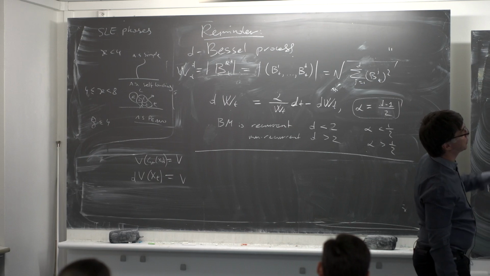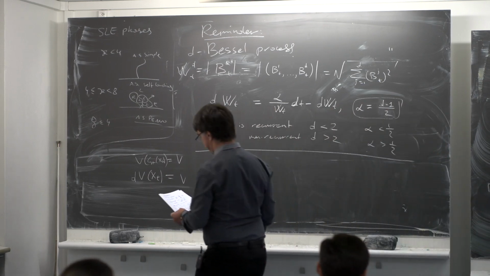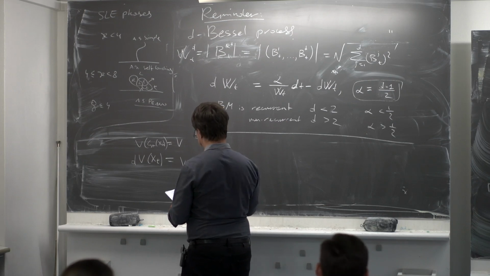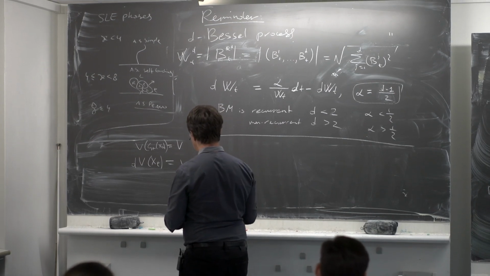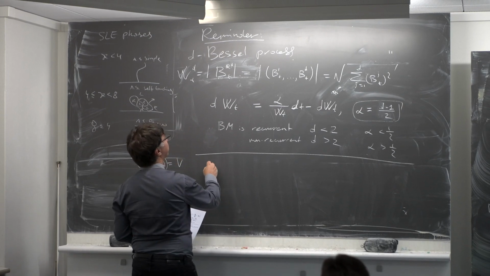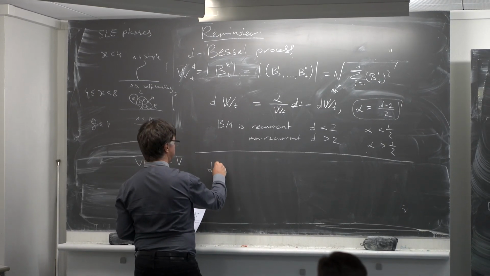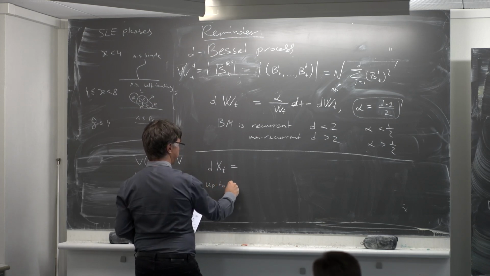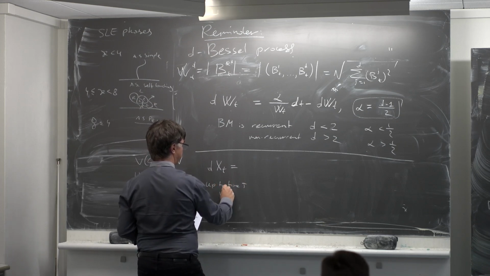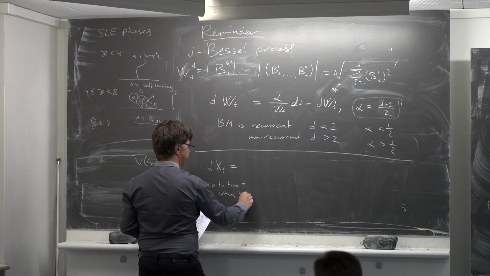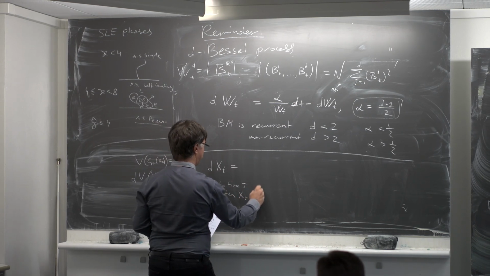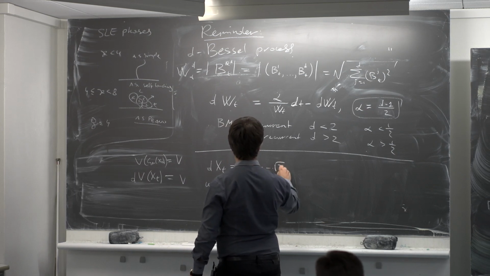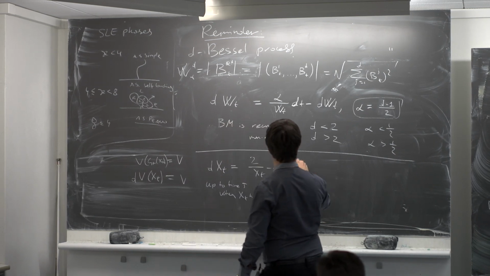Now, what does it have to do with our thing? Well, basically, we just draw the same thing. Let me just write it once again. Let's have a look at our equation. We write it up to time tau when X_t hits 0: dX_t is equal to 2 over X_t dt minus square root of kappa dB_t.